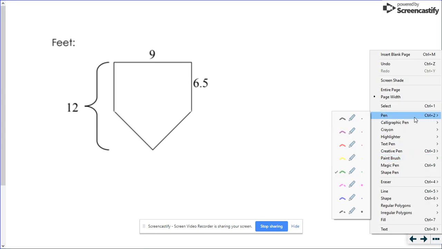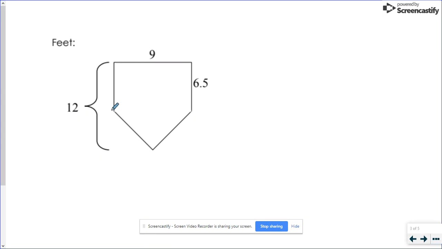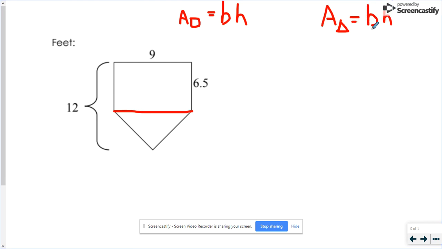For most of them, you had to find where you could break them apart. So this one, if I look at it, I can easily see where I can make it into a rectangle and a triangle. And I do remember my formulas. If you don't remember these, it's really important that you write them down at this point. The area of a rectangle is going to be the base times the height. And the area of a triangle is going to be half of a rectangle. So I have to do my base times my height, and then I can divide that by 2 or multiply by 1/2, whichever you prefer.